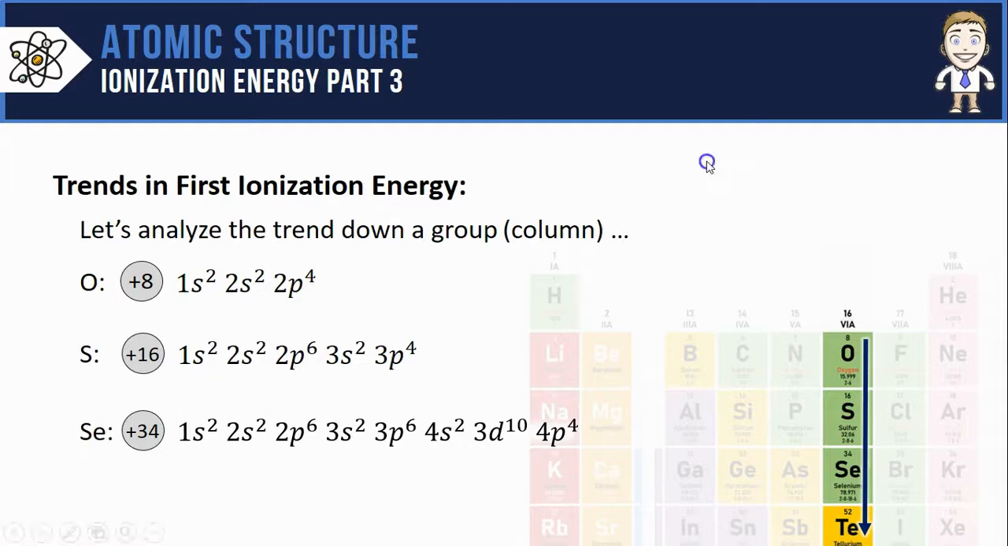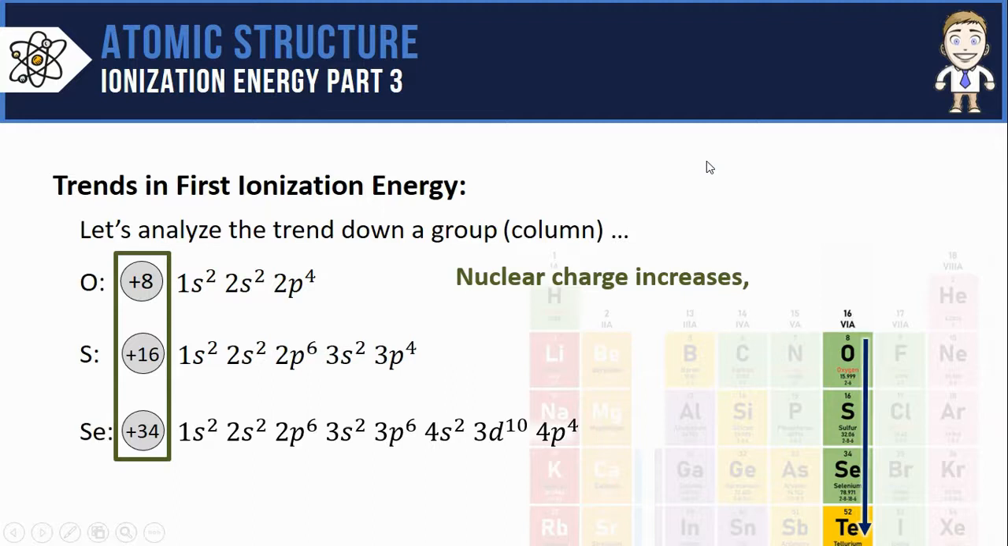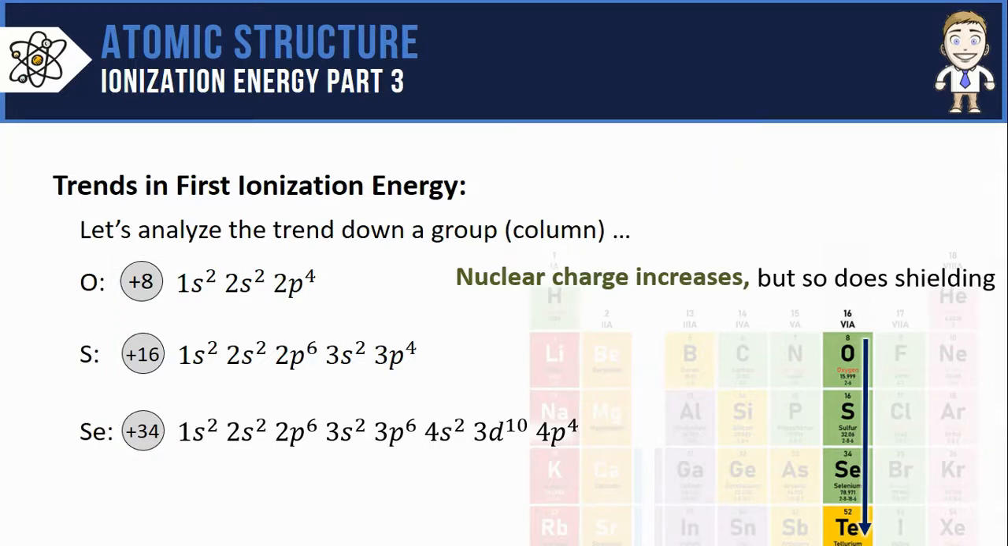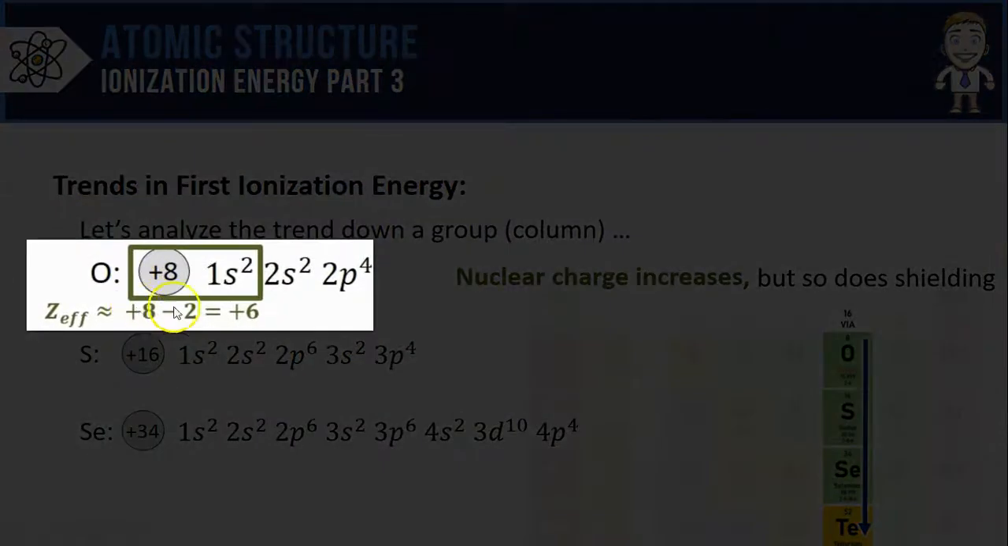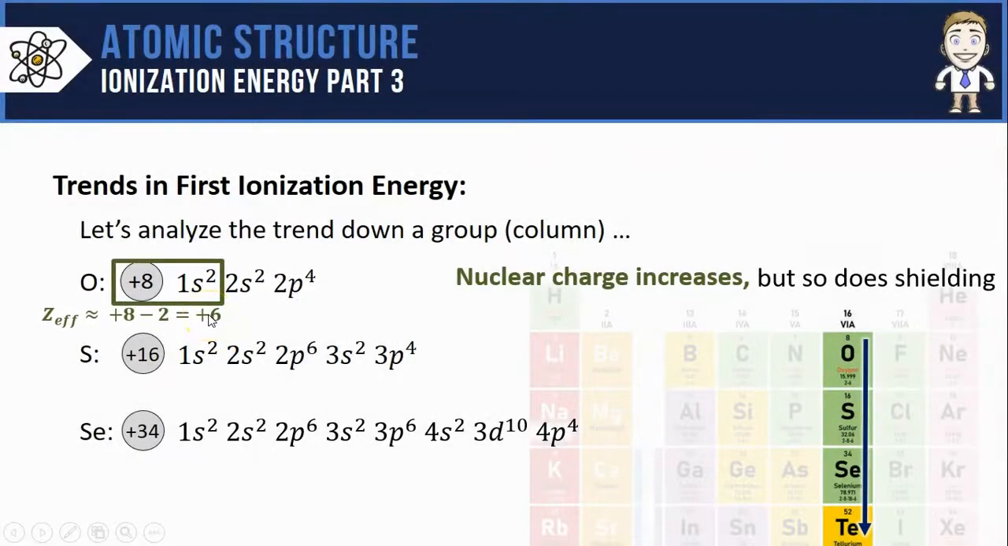So here's some things to notice. First of all, I can see that the nuclear charges of these atoms increase dramatically, but along with that, so does the shielding. To really get a sense of the positive charges at work inside these atoms, let's calculate the effective nuclear charge of each. Oxygen's +8 nucleus is shielded by 2 core electrons, so the effective nuclear charge experienced by the outer electrons is only a +6.